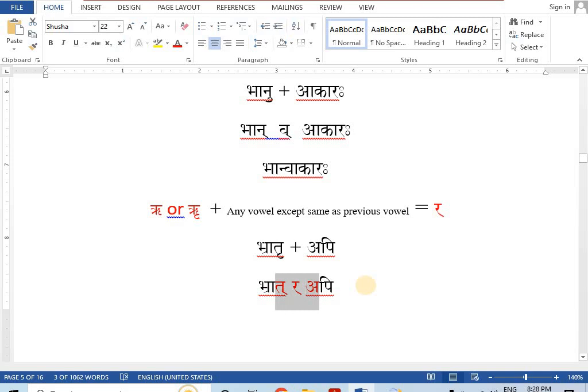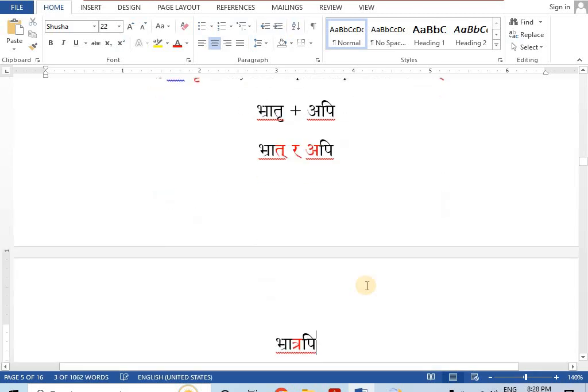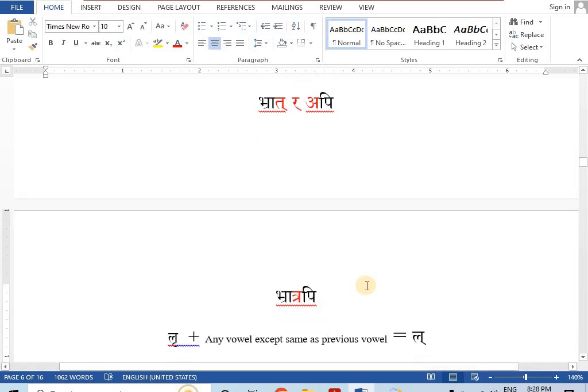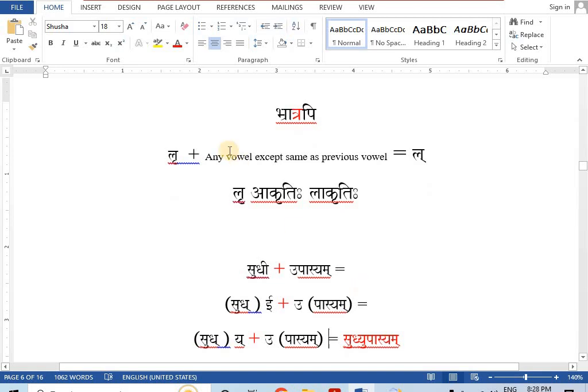Tra. Yes, this compound letter. Tra. Correct? Ratra. Here we have Ratrapi. I have written it all step by step, so you can read it easily. And the last vowel, Lru. If Lru is at the end of a word, it should be converted to La. Okay?